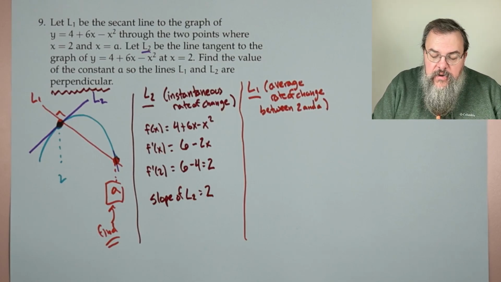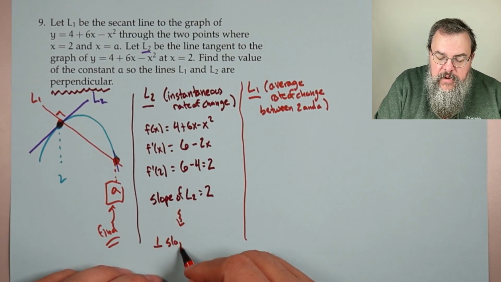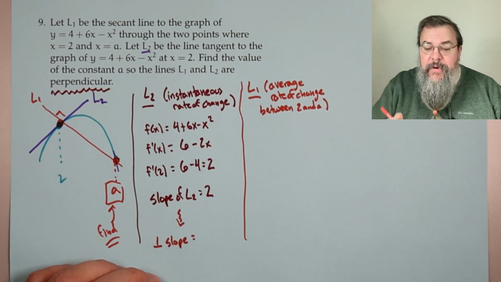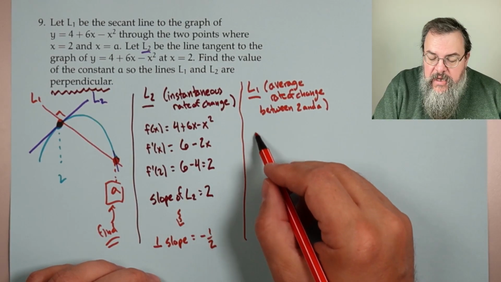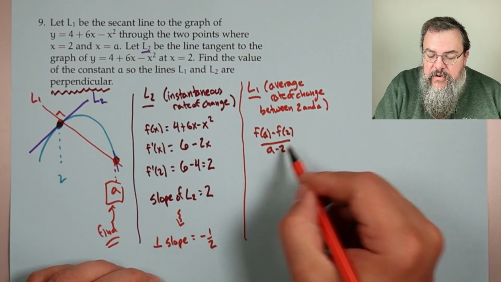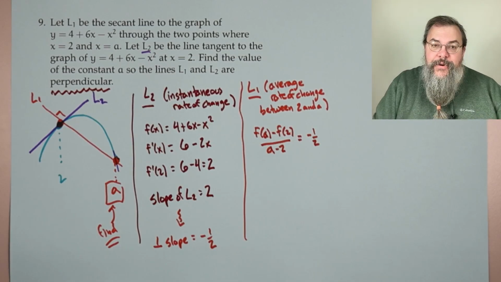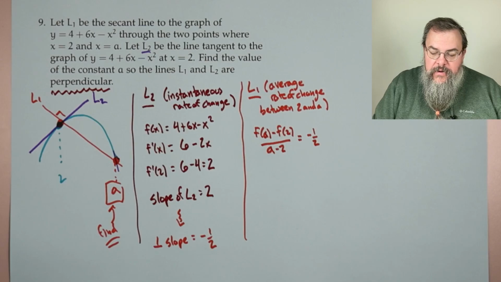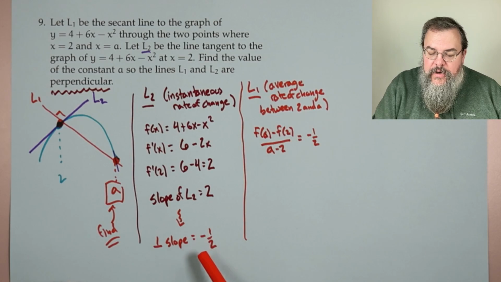And what's our goal? Well, to be perpendicular to this slope, we'd take the negative reciprocal. So we're going to take 2, flip it over, and multiply by minus. So our average rate of change would be f of a minus f of 2 divided by a minus 2, and that better be equal to negative 1/2. Okay, good. The slope of our secant line, perpendicular to our line 2.